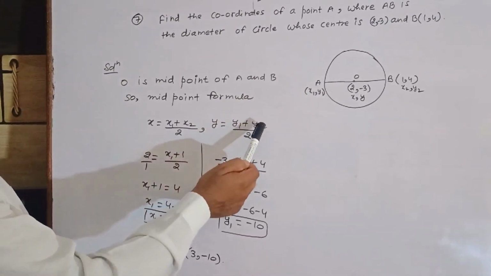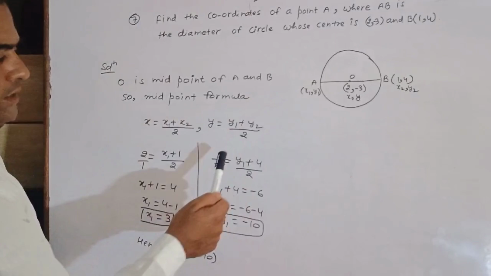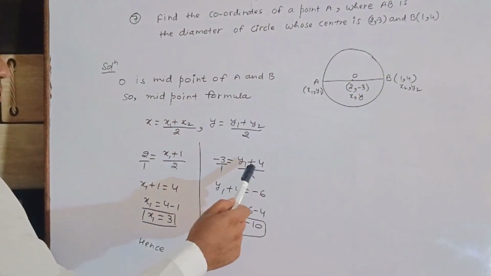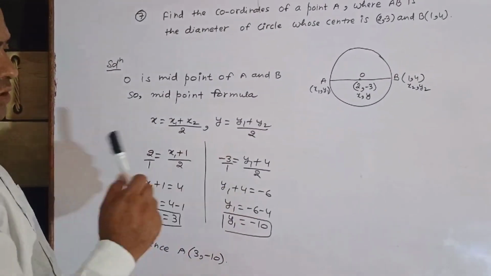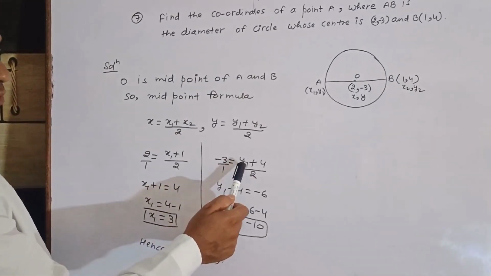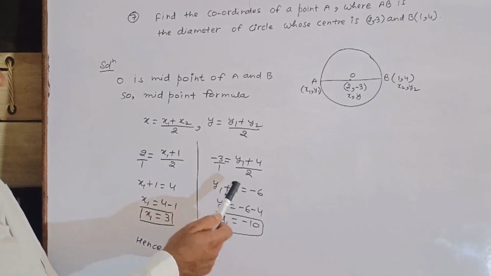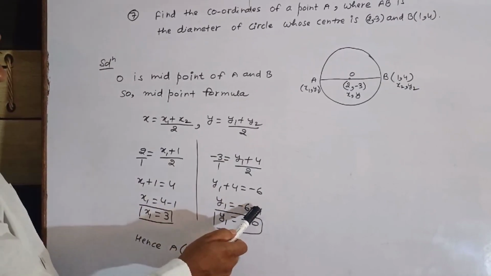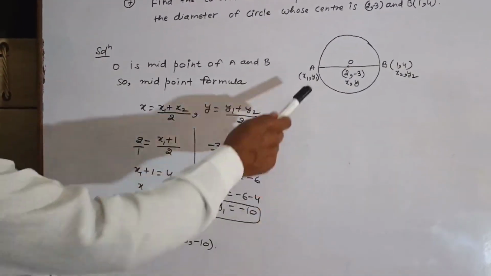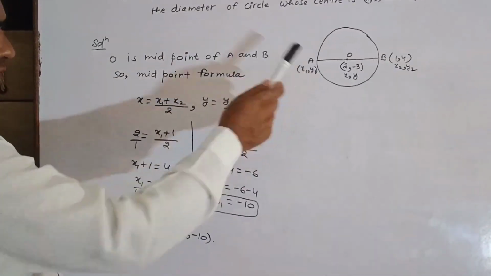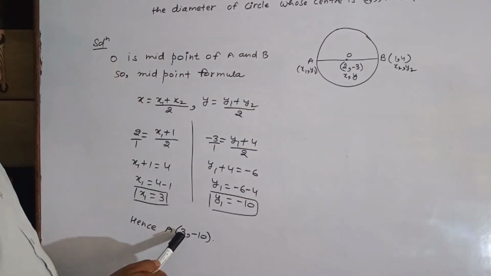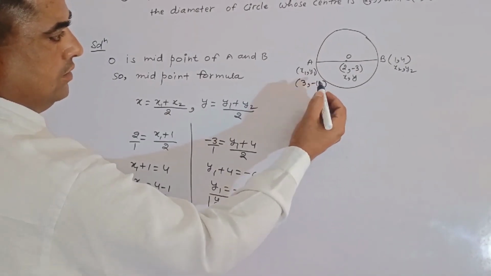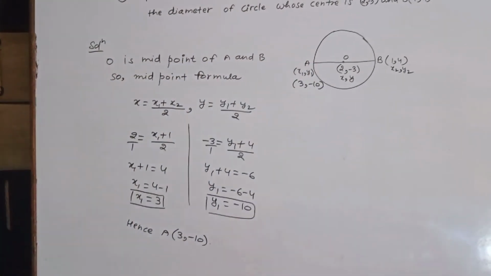Similarly, y equals (y1 + y2)/2. The value of y is minus 3. This will be y1 plus y2, this is 4, upon 2. Now two fractions are equal, we are doing cross multiply. So y1 plus 4, and this will be minus 6. We are transposing this 4 to the right hand side. y1 will be minus 6 minus 4, so this will be minus 10. The coordinates of this point A, (x1, y1), will be (3, -10). We can write here (3, -10). So this point will be (3, -10).